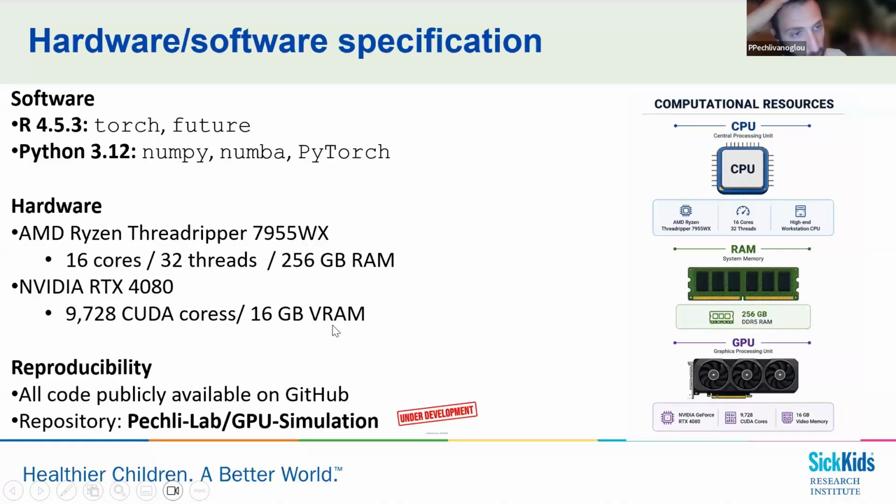We used a strong computer with 16 cores, 256 gigabytes of RAM, and 16 gigabytes of VRAM for our GPU.